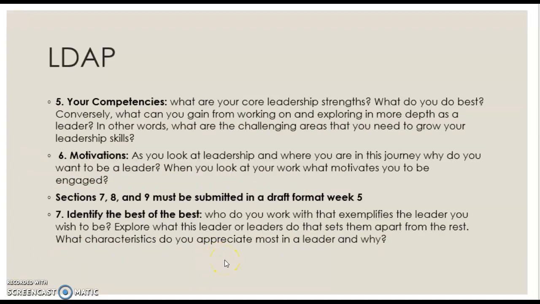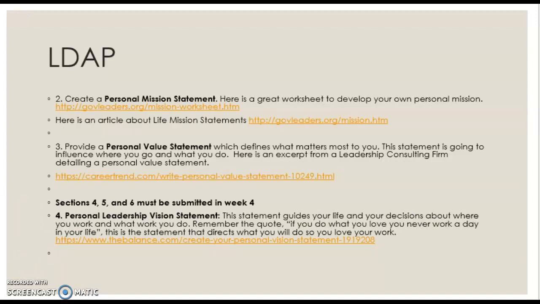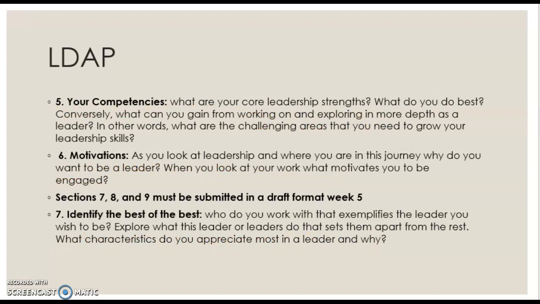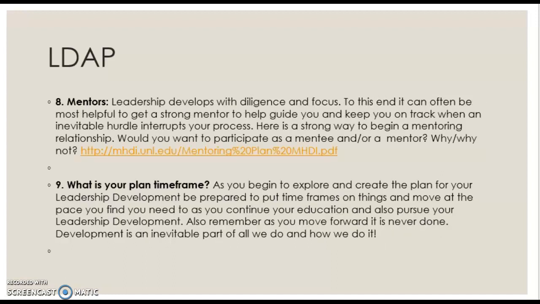Your next 3 pieces, remember, piece 4 is personal leadership vision statement. Until we hit that, you're just talking about yourself as a person. 5 and 6 are also contained there. And then 7, 8, and 9. As I said last night, this is where you start to talk about how to come up with your leadership style. You identify the best of the best, and that's influence. You talk about mentorship, if you want to be one or if you need one. And then what's your time frame? Again, all of this is going to make much more sense, but just start to hear the terms that are in the Leadership Development Action Plan.